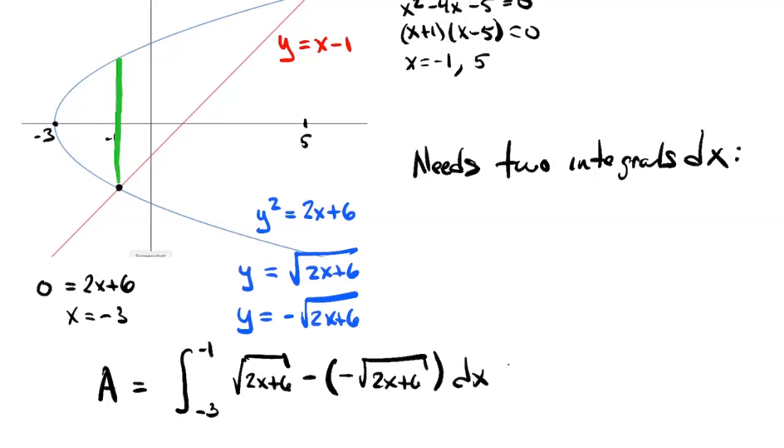All right, but then we're going to have to add to that the integral from negative 1 all the way over to 5, right? That's the rest of the thing. Square root function minus the line. I'm going to run out of room here. 2x plus 6 minus that line, which is x minus 1.